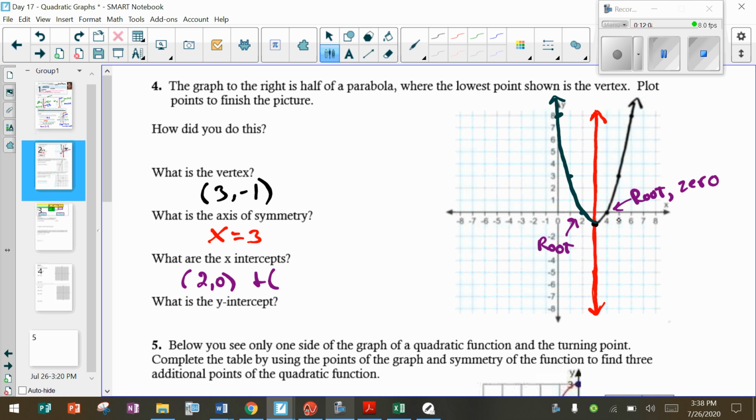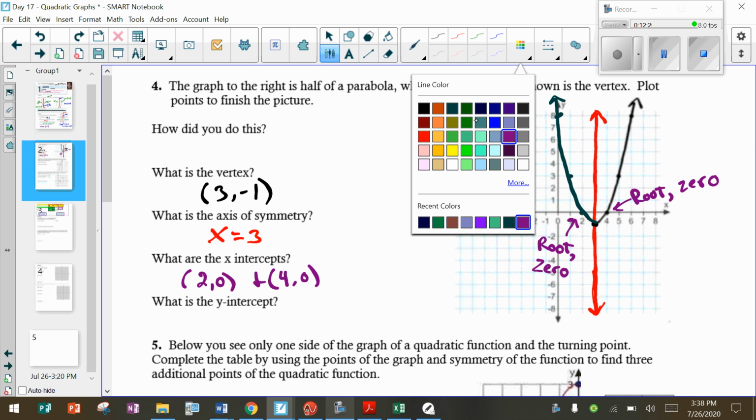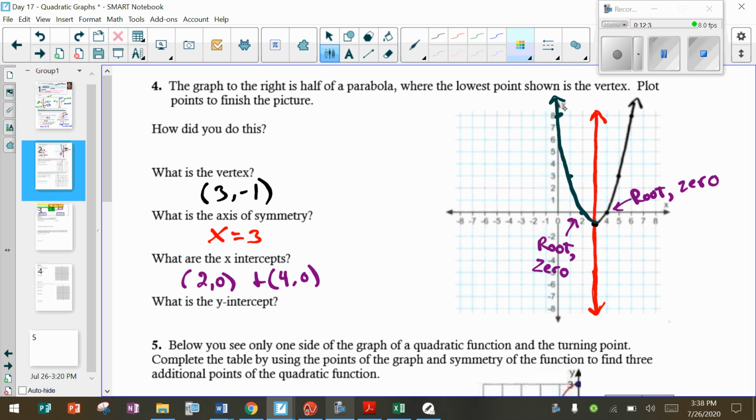And the other x-intercept is over here at 4, 0. Now the reason why these are sometimes called zeros is because it's the value of x where y is 0, as you can see from the coordinate points. This is the x value of 2 when y is 0, x value of 4 where y is 0. The y-intercept is the point where the graph intersects the y-axis, and that's up here at 0, 8. Just like when we did y-intercepts for the equation of a line, it's where the line crosses the y-axis. The y-intercept is where the graph crosses the y-axis.